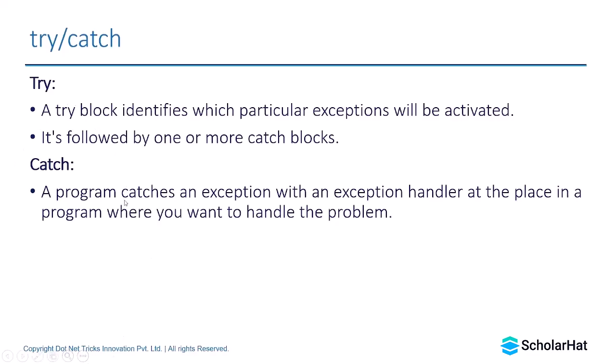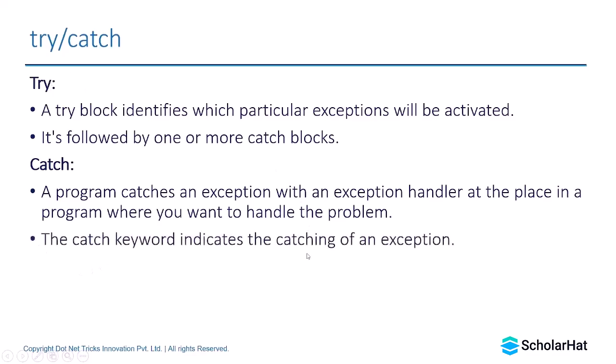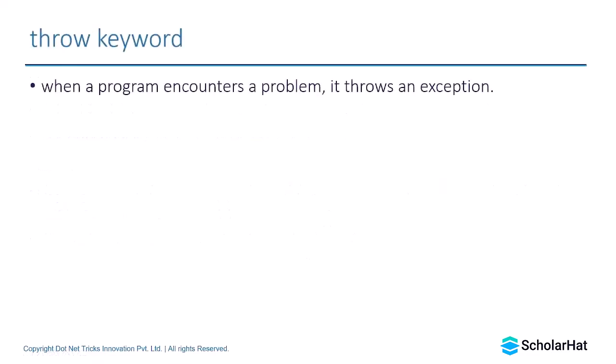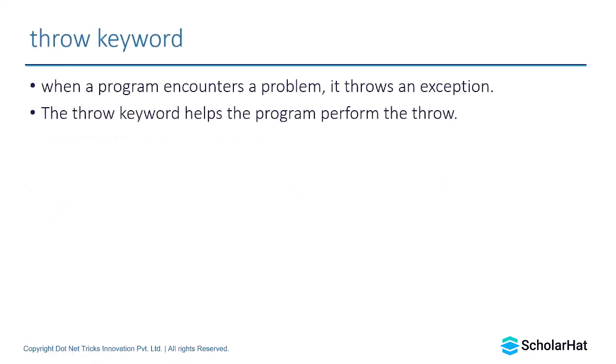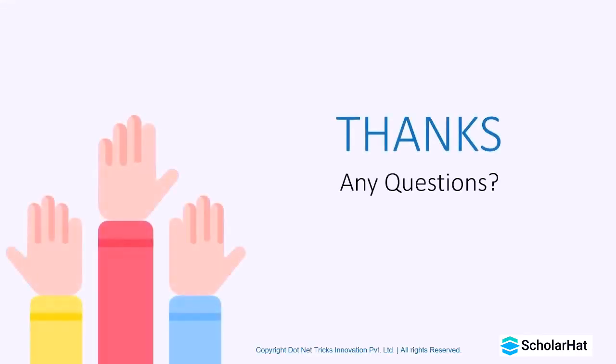If these words are making you confused, we're going to see them in VS Code, and that will make it clearer. The catch keyword indicates the catching, and the next is the throw keyword. When a program encounters a problem, it shows an exception. The throw keyword helps the program perform the throw. Now we're going to go to VS Code, and what I said about try, catch, and finally blocks, we will talk about with examples. So let's jump to VS Code.